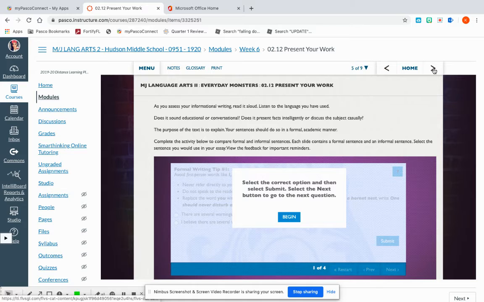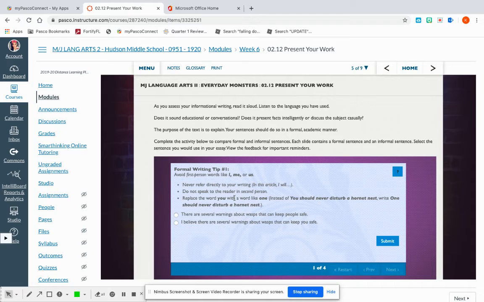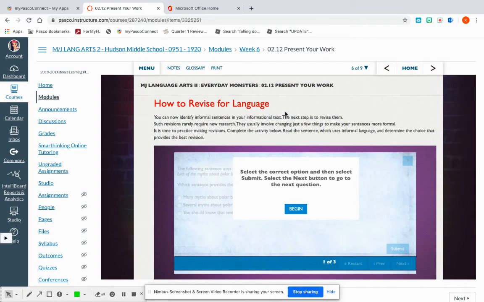This is going to be an interactive slide. You're going to hit begin and you're going to go through the 4 slides. And it's going to give you some formal writing tips, like not to use the words I, me, or us. If you looked at some of your feedback, if you used the words I, me, or us, I have told you to take those out. This is not to be written in the first or second person. This is third person because we're writing facts and we're writing an informational essay. So there should be no opinions.